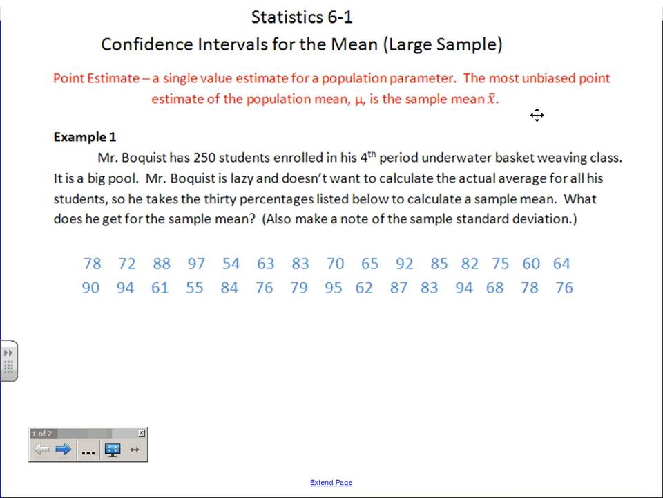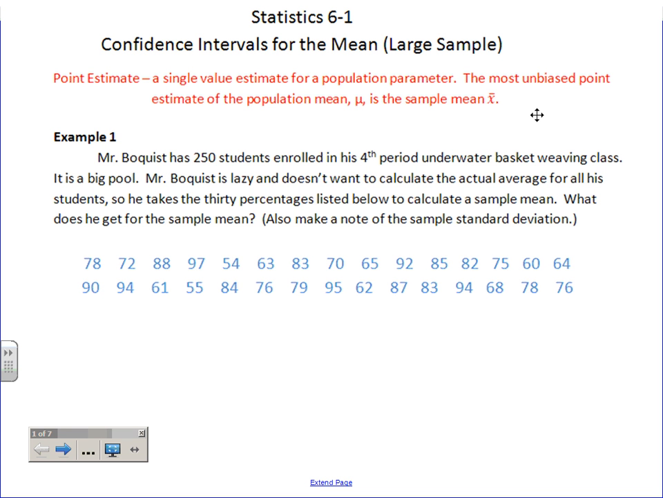And for this first example, we're going to use the calculator to do some of this work for us, because I think you're getting pretty good at understanding what standard deviation means, what mean means, what x bar is. So as we're reading through this one, go get a graphing calculator if you don't have one. So I have 250 students that are enrolled in my 4th period underwater basket weaving class. It's a big pool.